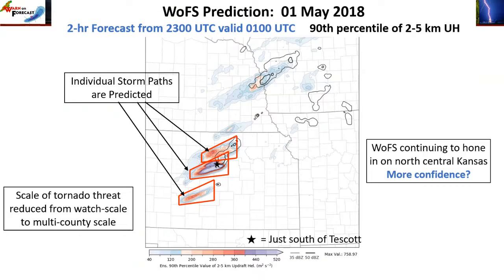Now this is a 2-hour forecast. So the forecast continues to hone in on north central Kansas. Individual storm paths are predicted, and as you can see, the scale of the tornado threat is reduced from watch scale to multi-county scale.